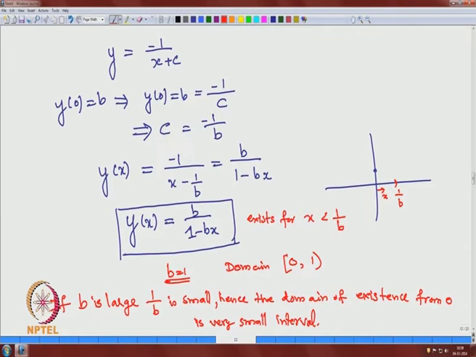Okay, note that although the equation looks to be a very nice equation, the initial value problem looks nice on the entire real line, starting from (0, b), the solution y(x) exists only in a small interval (0, 1/b). So (0, 1/b), if b is large, is a small interval. So if b is large, then the solution exists on a small domain to the right of x equal to 0.